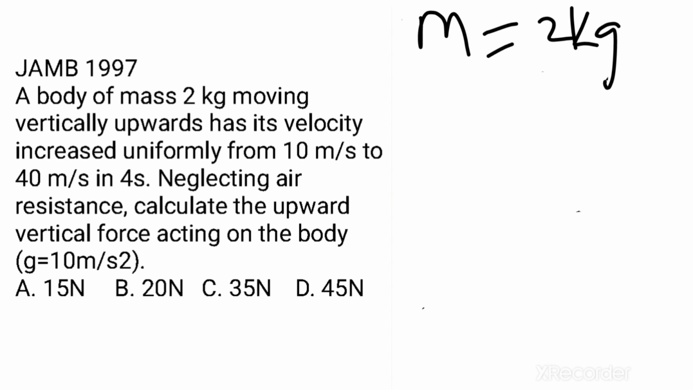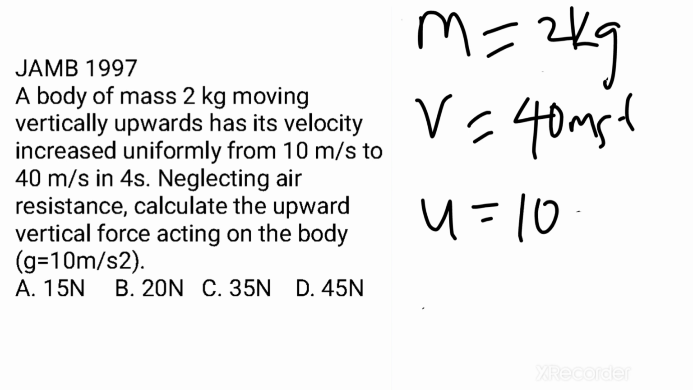The final velocity V is given as 40 meters per second. And the initial velocity U is given as 10 meters per second. How do you know the final and initial velocity? Remember, it's moving from 10 meters per second to 40 meters per second. And time is given as 4 seconds. So the initial one is 10, then the final velocity is 40.